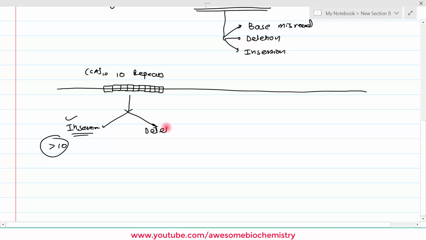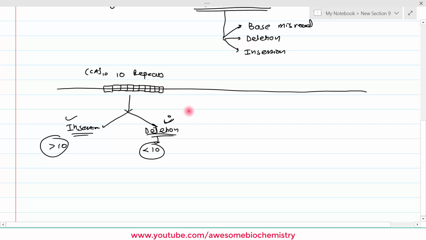Suppose deletion occurred instead. What will happen? This deletion will lead to fewer than 10 repeats. So because of the replication error, the number of repeating units in the microsatellite either increases or decreases. Why is this happening? Because of the replication error.